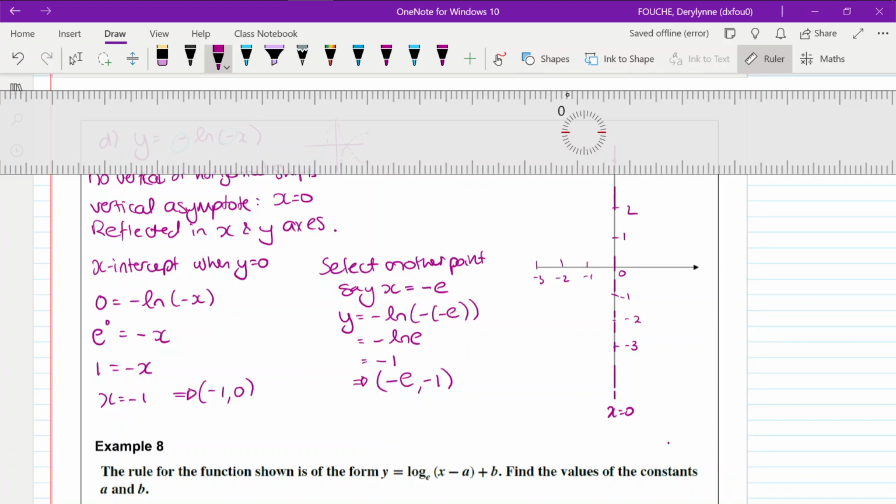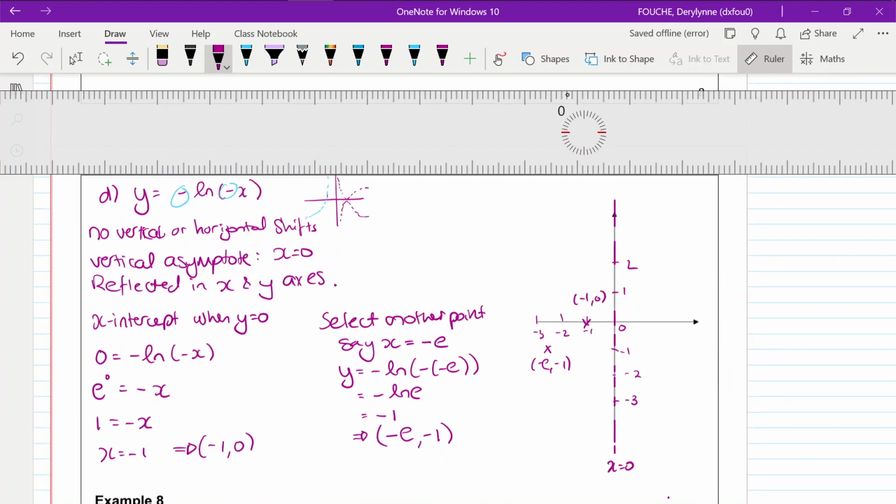Alright, so we know we've got our asymptote there. We have a point at negative 1, 0, and we have a point negative e, which is about negative 2.7, and negative 1. So that gives me an idea there. And I have a quick squiz at my picture that I've drawn there, and I know that this thing therefore looks like that. Oops. That, and that's y equals negative ln of negative x.